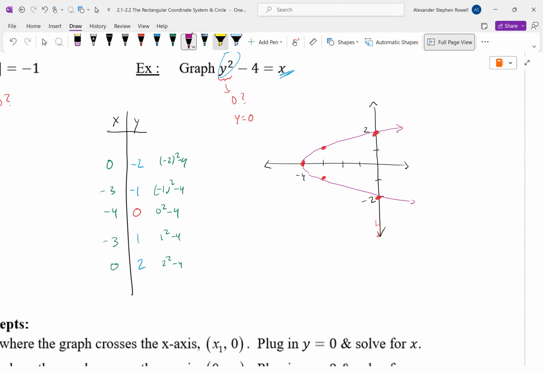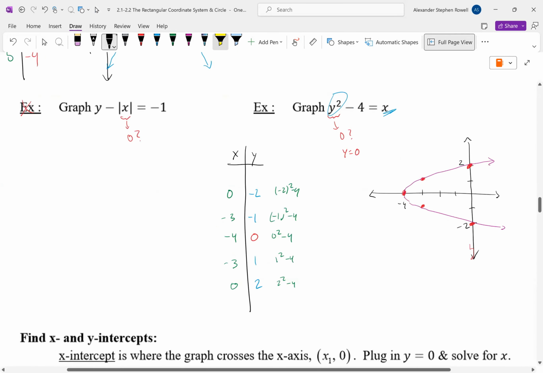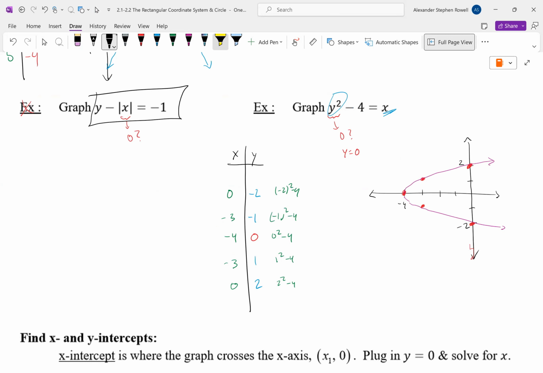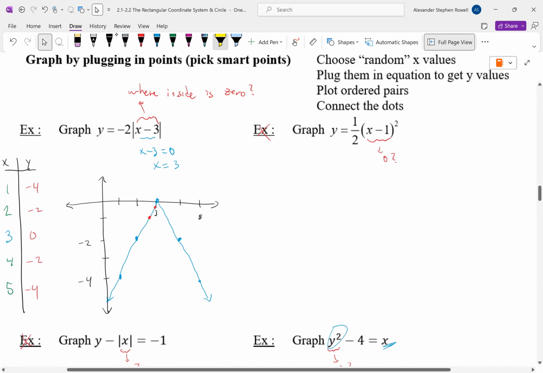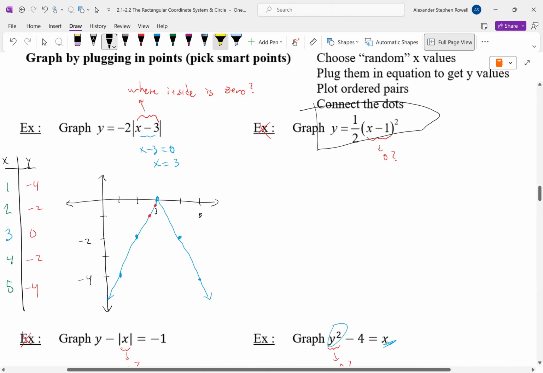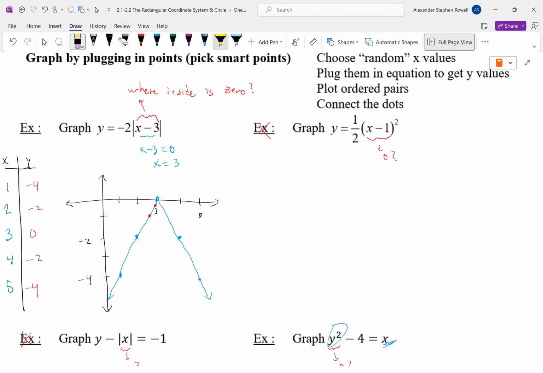Any questions about this? Okay, would this one have straight lines or curved lines? Straight, because the exponent of the x is 1, and this would be a V. Would this one have straight lines or curvy lines? Yeah, the x squared, that's going to be a parabola.